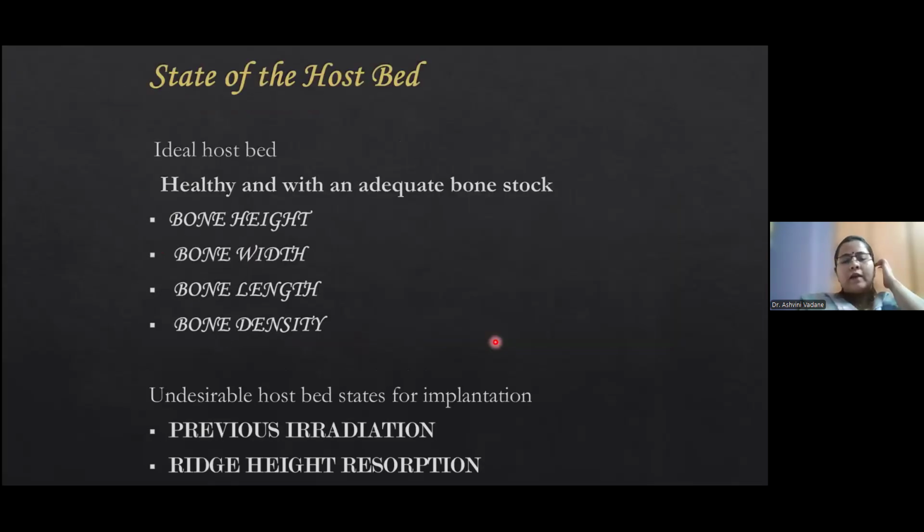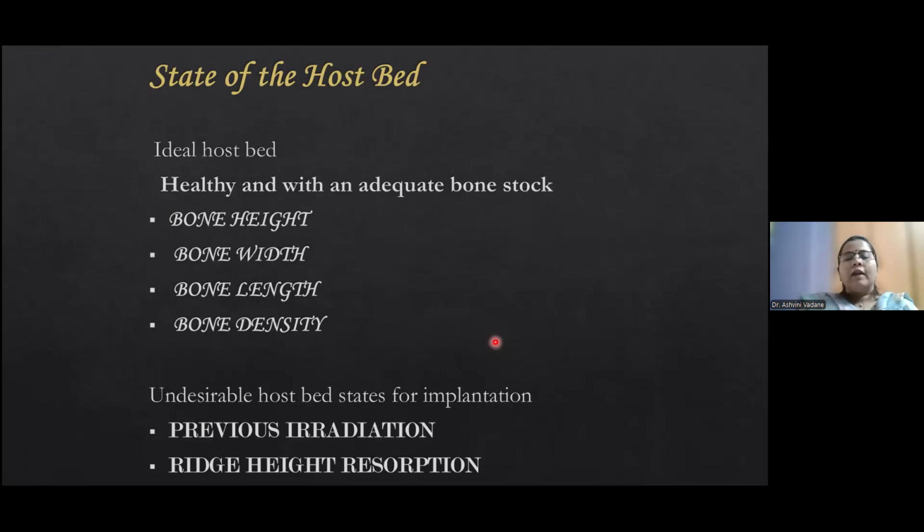Then the next factor is the state of the host bed. The ideal host bed is that host bed which has healthy and adequate bone stock. So we have to take into consideration bone height, width, length, and density. And which are the undesirable host beds? If there is previous irradiation and ridge height resorption.